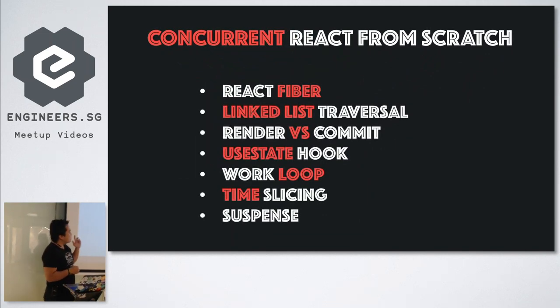Okay, so we're going to talk a little bit about a few different topics: React Fiber, linked list traversal, render versus commit. We're also going to clone a useState hook. That's just one of the hooks. Obviously, there are a lot of other hooks, but once you've done one, you can do a lot more. We're going to talk about what the work loop is, time slicing, and suspense.